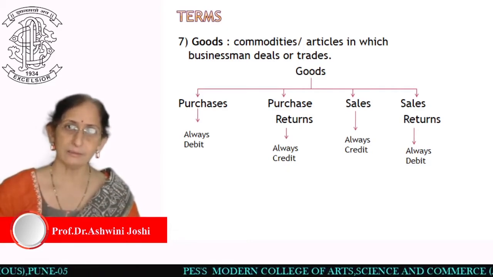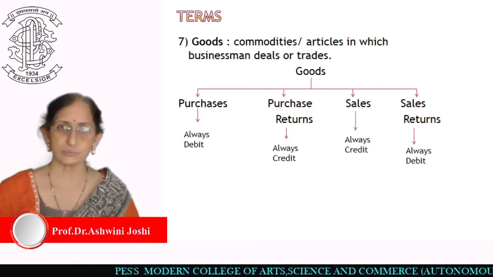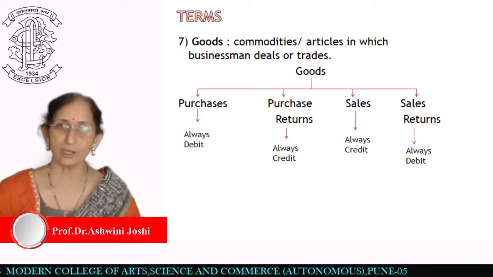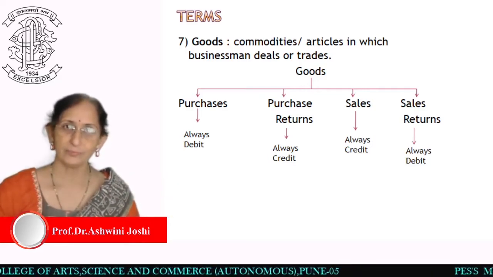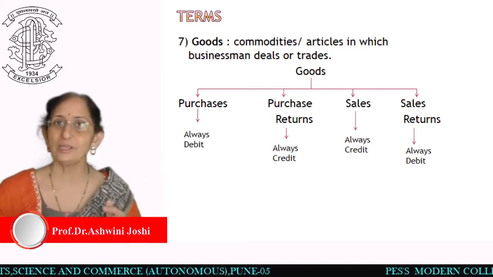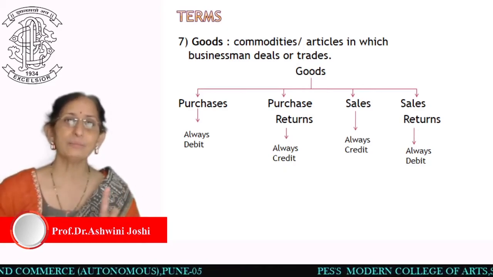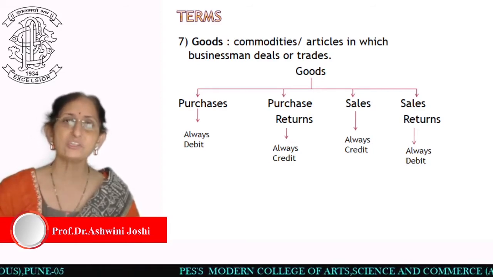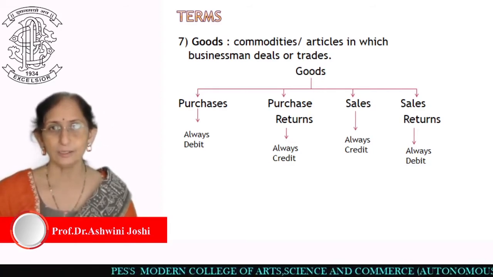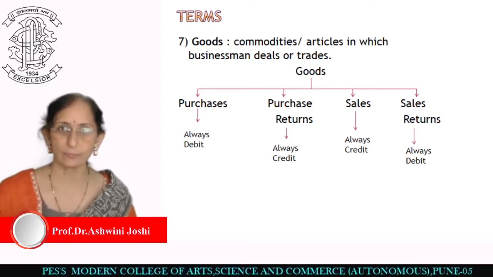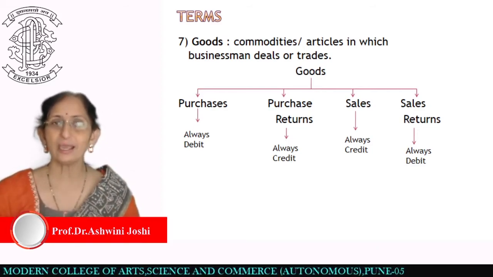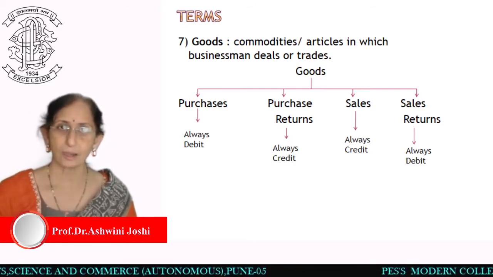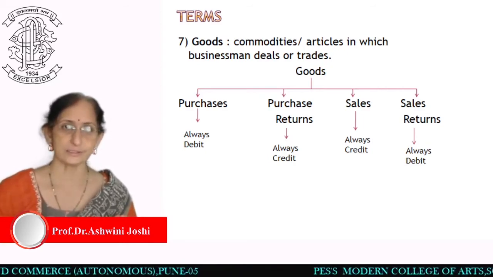But if a trader is dealing in furniture items, then sofa, small table, chair will become his goods. And the AC he has, the fans he has in his office, they will become his assets. So what is important is in which commodities a businessman is dealing; basically that is called his goods. Now the concept of goods we can classify into four parts: purchases, sales, purchase returns, and sales returns.